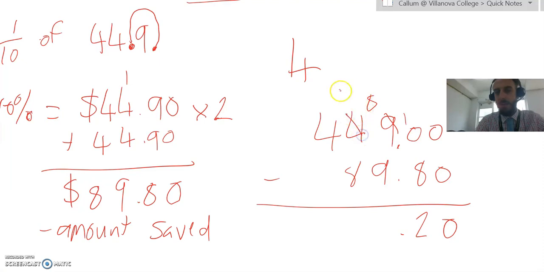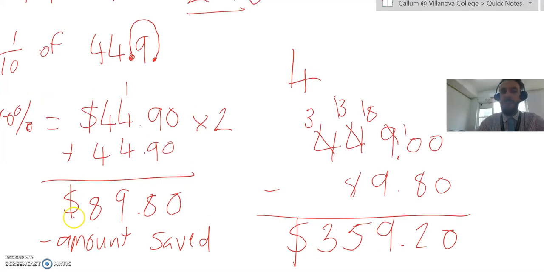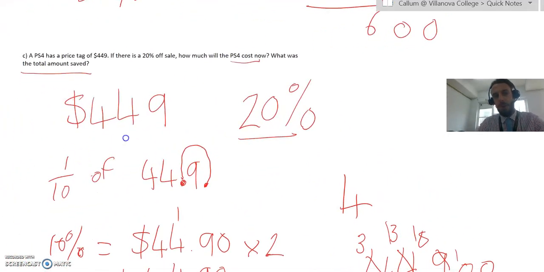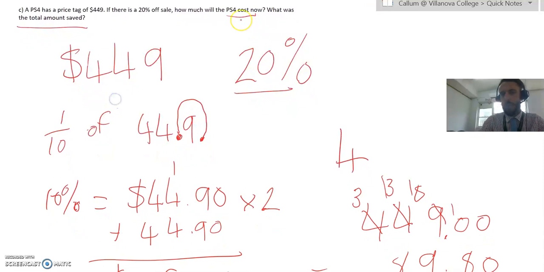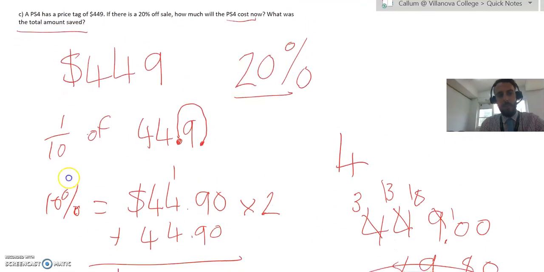8 take 9 I can't do. I'm going to borrow from here and turn that into 18. 18 take away 9 is 9. 3 take away 8 I can't do. I'm going to borrow from over here, make that 13. 13 take away 8 is 5. And 3 take 0 is 3. So my new price is $359.20, and I saved $89.80. So if we look back to the question, how much will the PS4 cost now? It will cost $359.20. And what was the total amount saved?